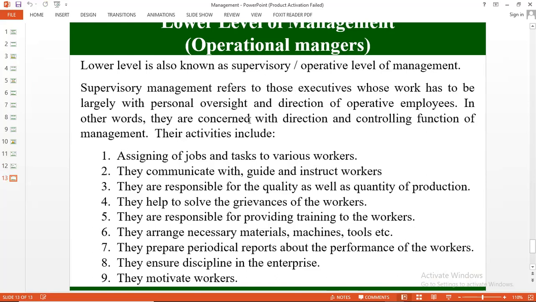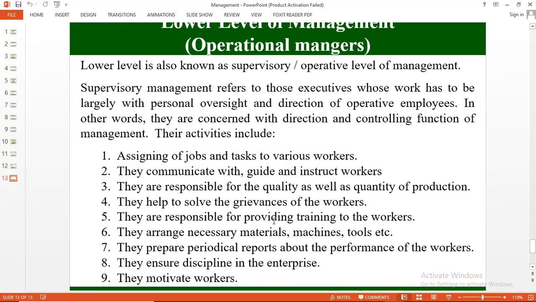In other words, they are concerned with the directing and controlling functions of management. Their activities include assigning jobs and tasks to various workers. They communicate with, guide, and instruct workers. They are responsible for the quality as well as the quantity of production. So both things are monitored and controlled at the stage of operational manager, which is the lower level management aspect. They help to solve the grievances of workers as well.